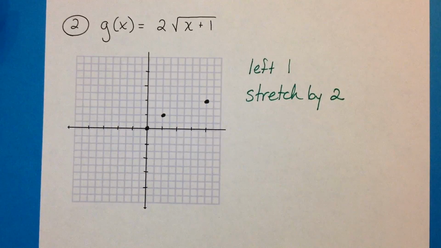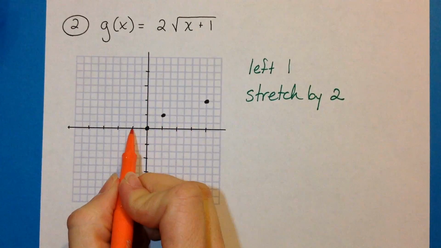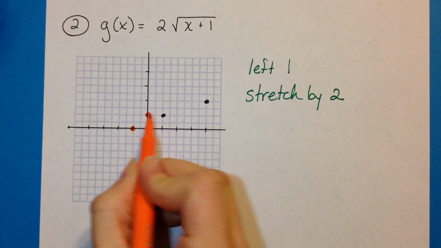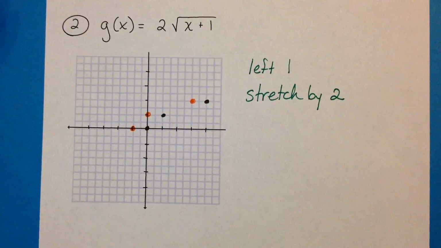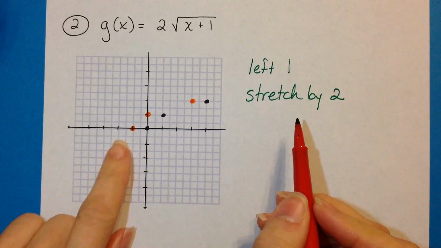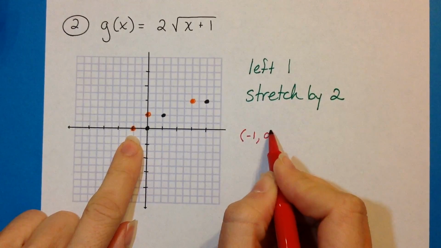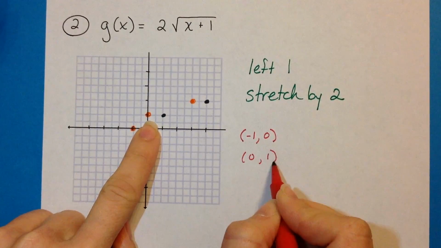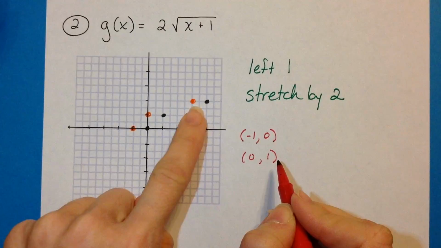Okay, so first thing is to take those 3 points and shift each one of those to the left 1. Okay, now again, I'm not connecting those up because I still have to do my stretch. Okay, so just like I've done the other times, if you want to write down the points that you're going to do the stretch to, you can. Of course, it's the 3 orange points that I'm going to do the stretch to. So this is the point -1, 0, 0, 1, and this is at 3, 2.